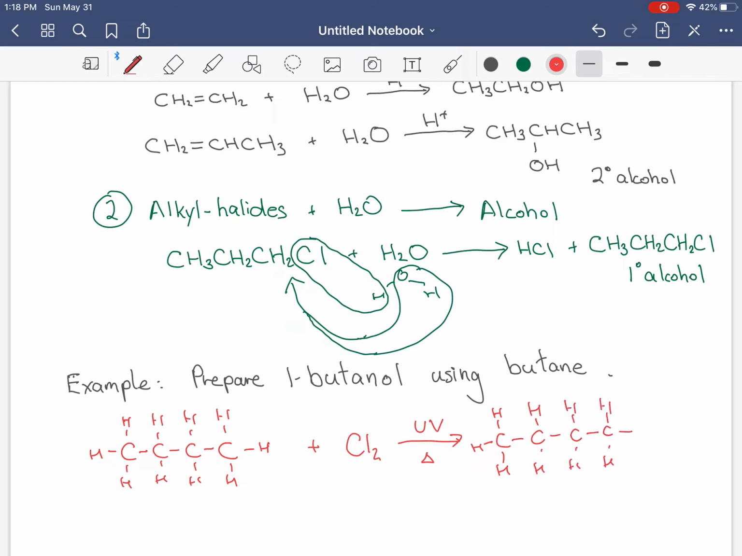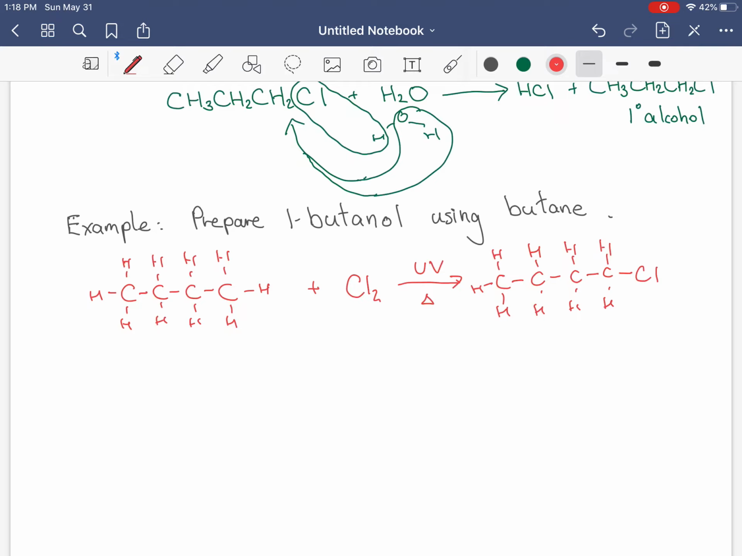The thing is, though, you're not just going to get this. From the lesson we learned on alkanes, you're going to get other chlorobutanes. You're going to get 1-chlorobutane, and you can also get 2-chlorobutane. But what you're interested in here is 1-chlorobutane, which means the other product does exist, but you're going to use your laboratory skills to isolate this one.